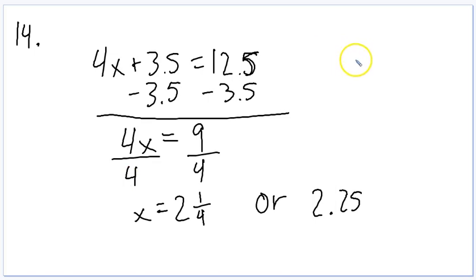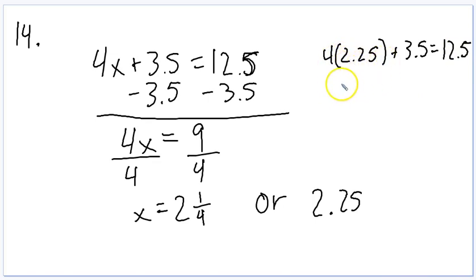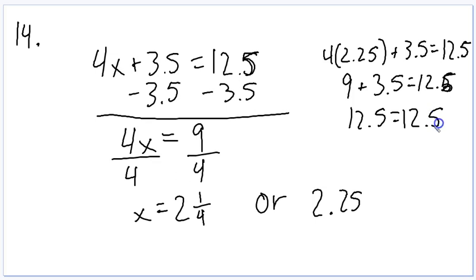Plug that in. 4 times 2.25 plus 3.5 equals 12.5. So 4 times 2.25 will equal 9, plus 3.5 equals 12.5. When you combine these, you get 12.5 equals 12.5. Check mark, ready to move on.